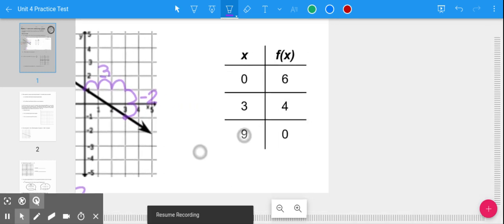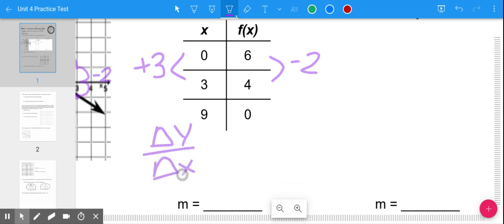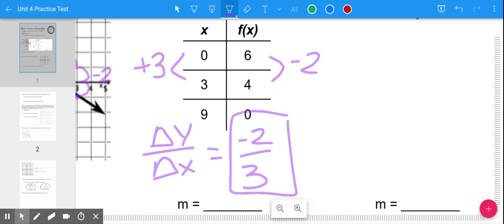Okay, the next one, we find a table. So we have to find our change in y over our change in x. So on our change in y, from 6 to 4, we go down 2. And on x, we go from 0 to 3, so we go up 3. So it's always your change in y over your change in x. Change in y is -2. Your change in x is 3. So -2/3 is your slope.